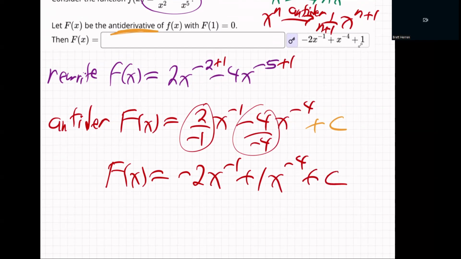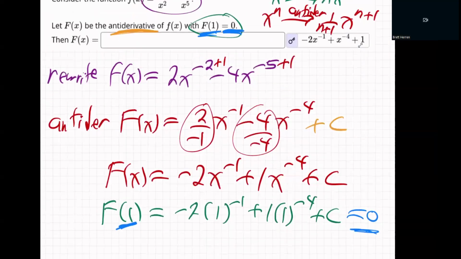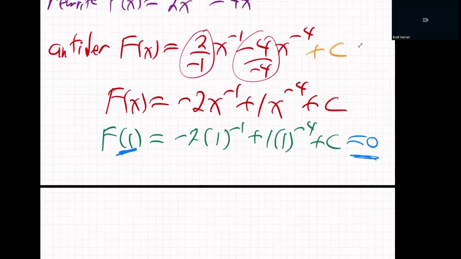Okay, so now what is that constant number? Well, they specifically tell us that capital F of 1 is 0. So if you plug in 1, what do you get? Minus 2 times 1 to the minus 1 plus 1 times 1 to the minus 4 plus any constant, and that equals 0. Why? Because they said so. They said when you put in 1, you get 0. Okay, well, what am I going to do with this now? Now I can solve for that constant.